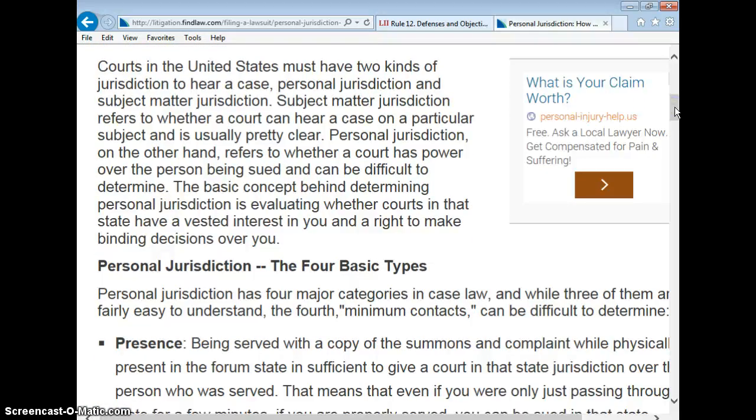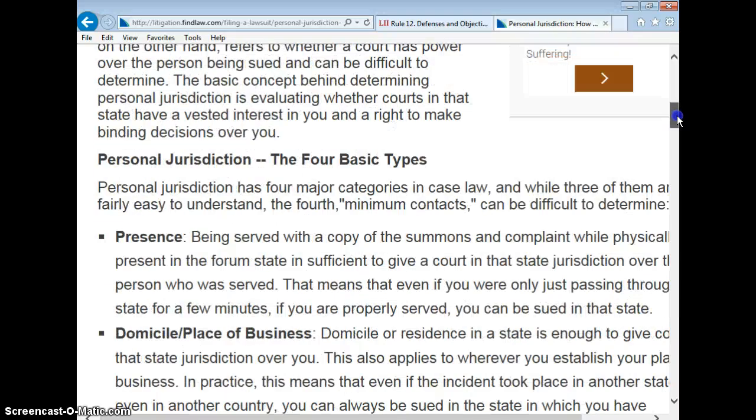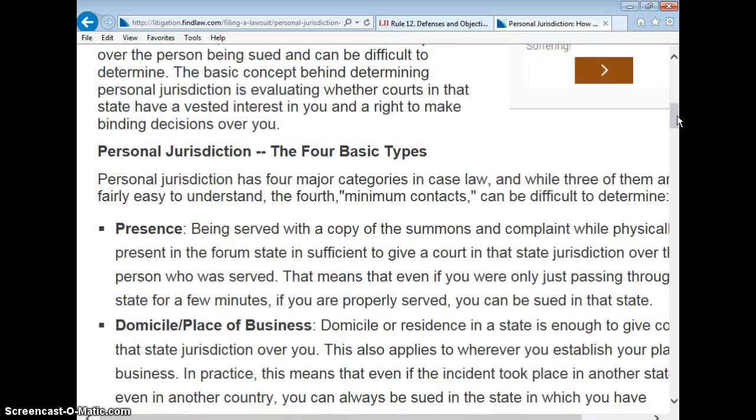Courts in the United States have two kinds of jurisdiction to hear a case: personal jurisdiction and subject matter jurisdiction. Subject matter jurisdiction refers to whether a court can hear a case on a particular subject and is usually pretty clear. Personal jurisdiction, on the other hand, refers to whether a court has power over the person being sued and can be difficult to determine. The basic concept behind determining personal jurisdiction is evaluating whether courts in that state have a vested interest in you and a right to make binding decisions over you.